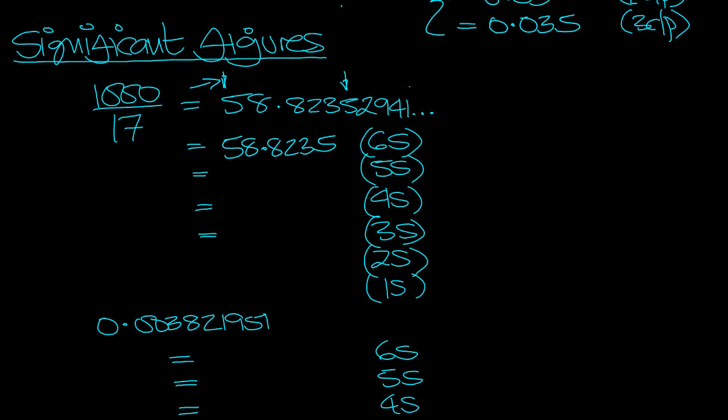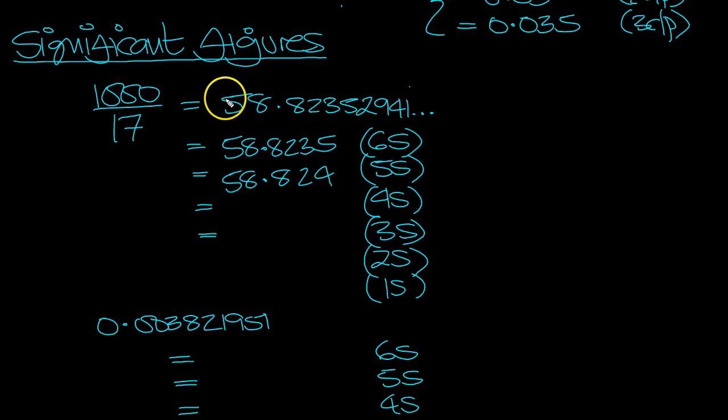5 significant figures. Well, again, we start from the left, we go along 5 places from the first non-zero digit here. 2, 3, 4, 5. The next one's a 5, so we round up. 58.824. So significant figures is just you start from the left, the first non-zero digit, and count along, rather than from the decimal point, as with decimal places.